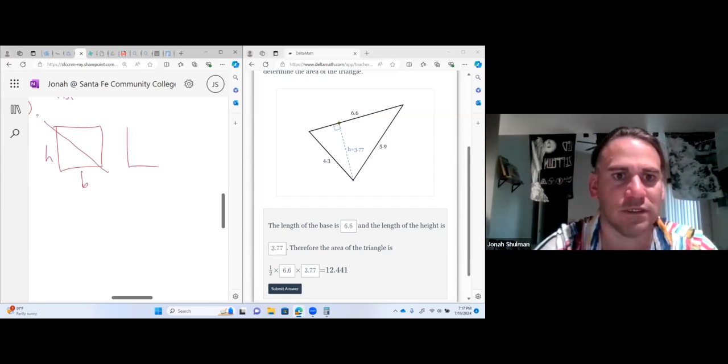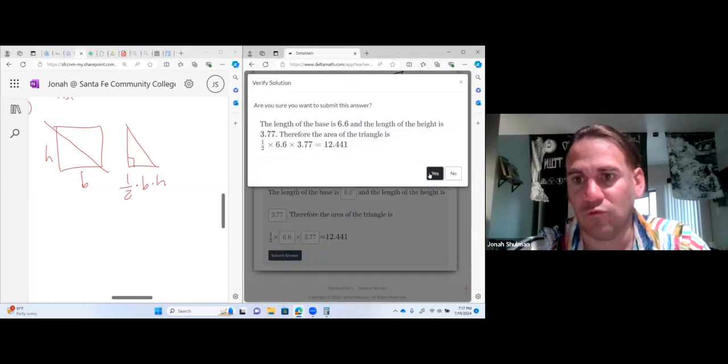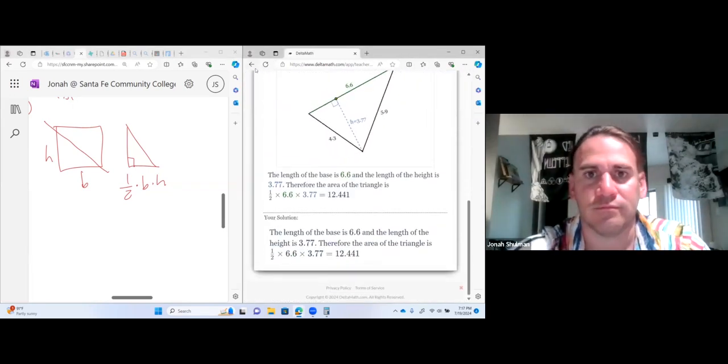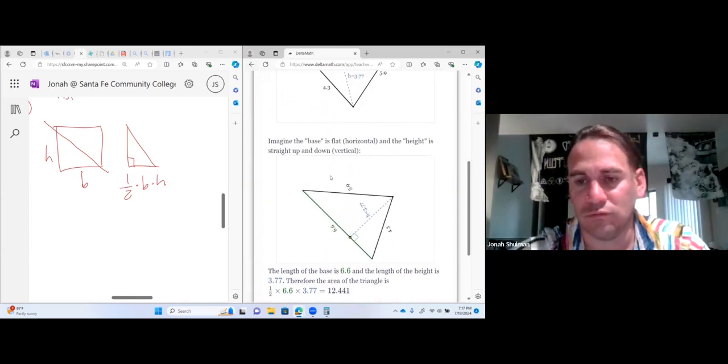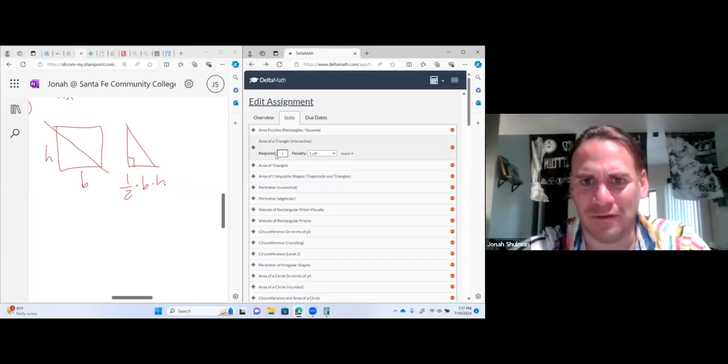in half, you can see that it turns into a triangle. So the formula is 1/2 base times height, which is 12.441. Ta-da! Beautiful. Oh, cool. I like that it's spun. That's pretty cool. Let's do another one.